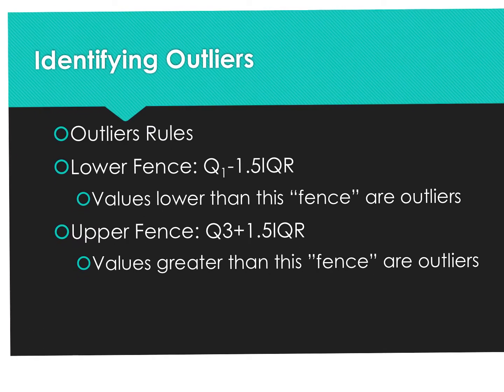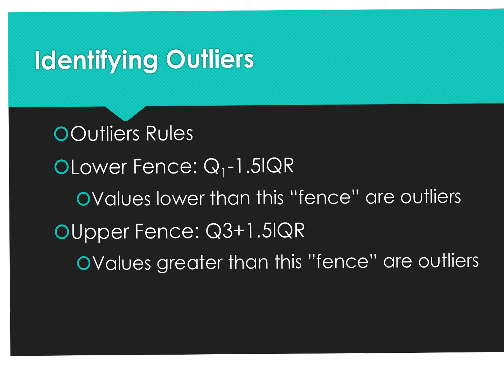Up until now, outliers have been a judgment call. Yeah, that looks like it's far away, so we're going to call that an outlier. But we actually have outlier rules. The outlier rules are if the data point is more than 1.5 IQRs from the quartiles, then it's an outlier. So we create what are called fences. We put these fences up, and if the points are outside the fences, they are outliers.